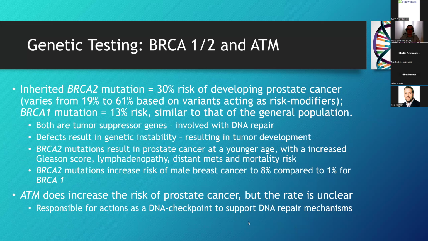A little more on BRCA1, 2, and ATM. Inherited BRCA2 mutation causes a 30% risk for developing prostate cancer. There is some variability in the trials based on certain risk modifiers. BRCA1 mutation is about a 13% risk, so it's pretty similar to that of the general population. Both are tumor suppressor genes involved with DNA repair. Defects resulting in genetic instability result in tumor development. BRCA2 mutations result in prostate cancer at a younger age with increased Gleason score, lymphadenopathy, distant metastases, and mortality risk. BRCA2 mutations increase the risk of male breast cancer as well, to 8% compared to 1% for BRCA1.